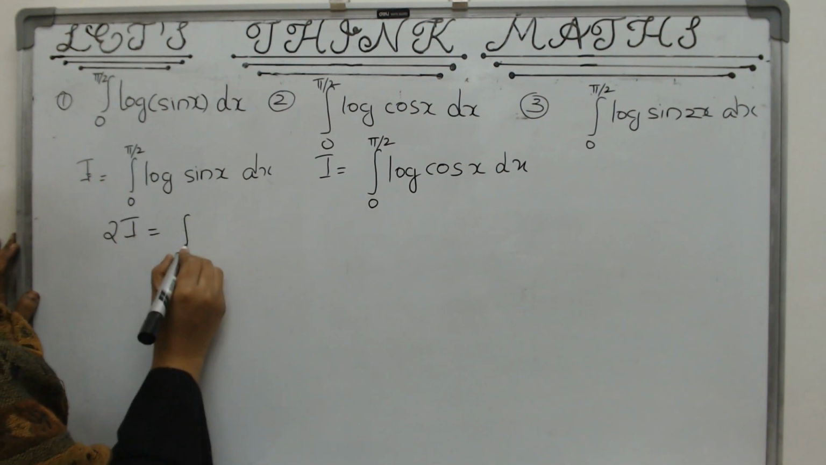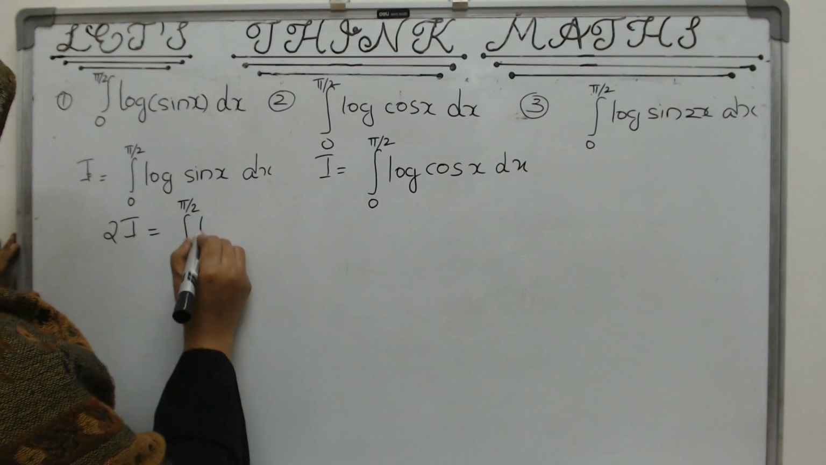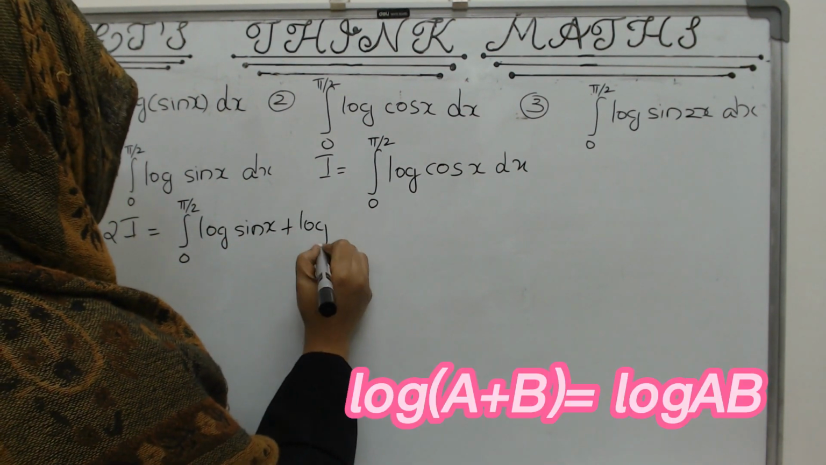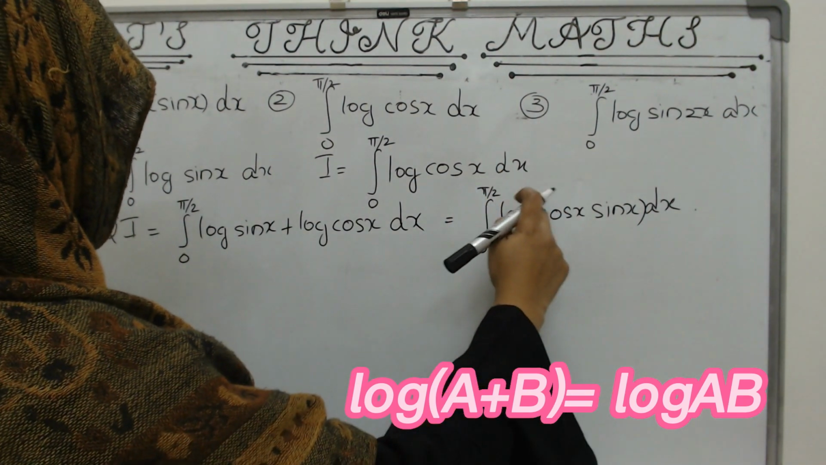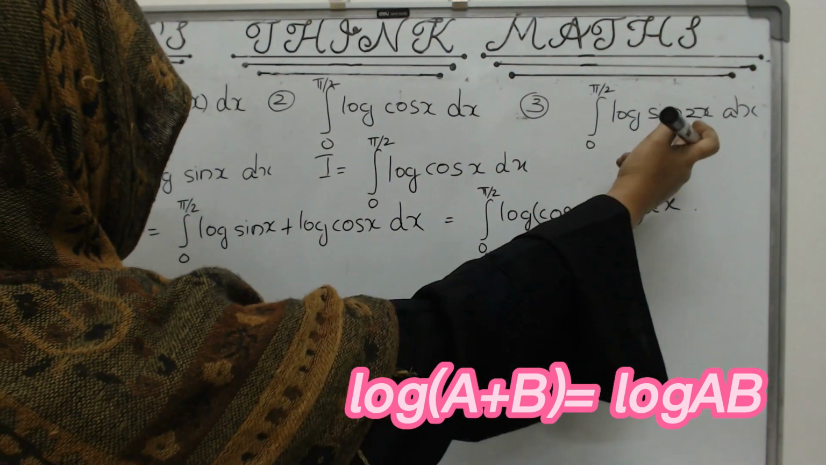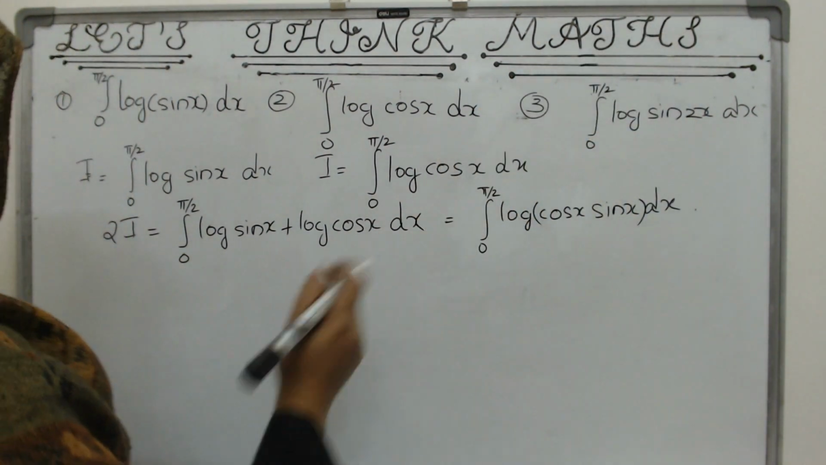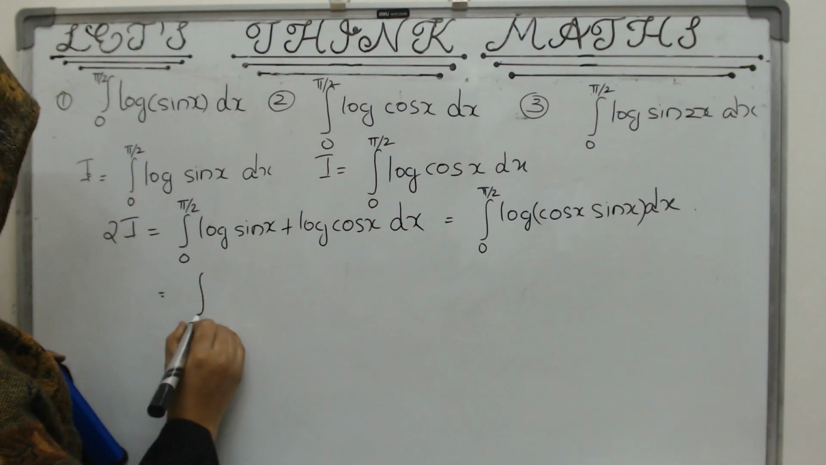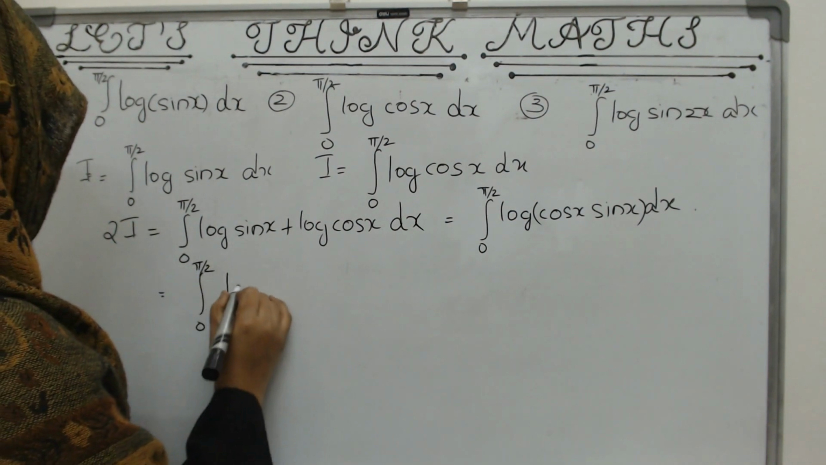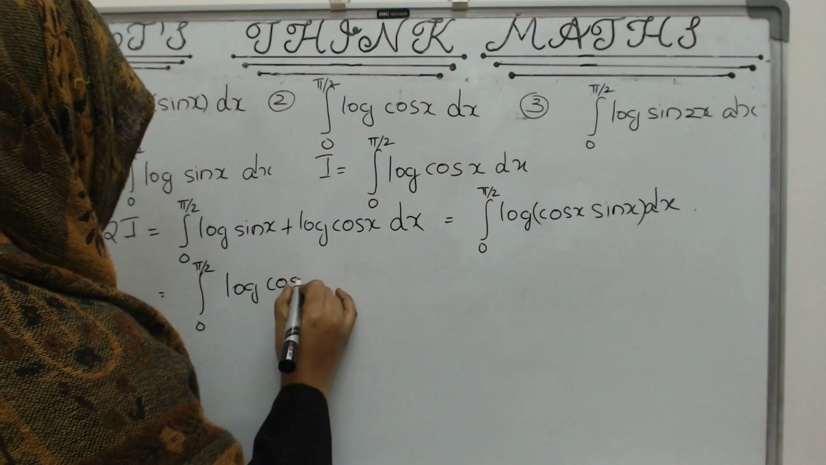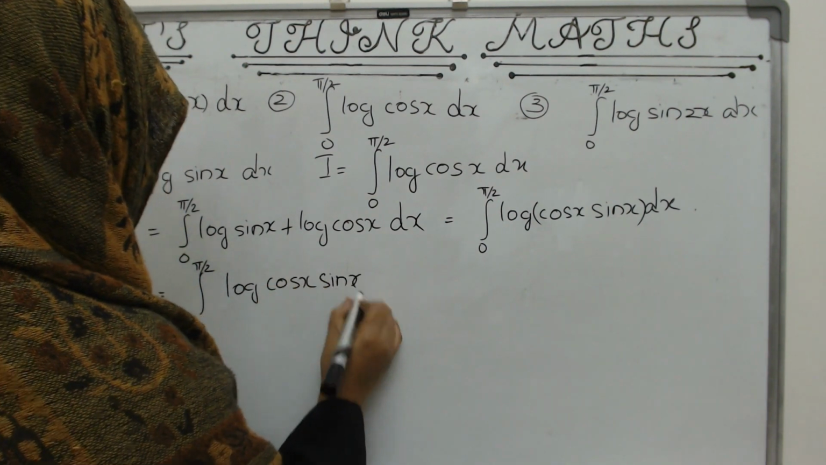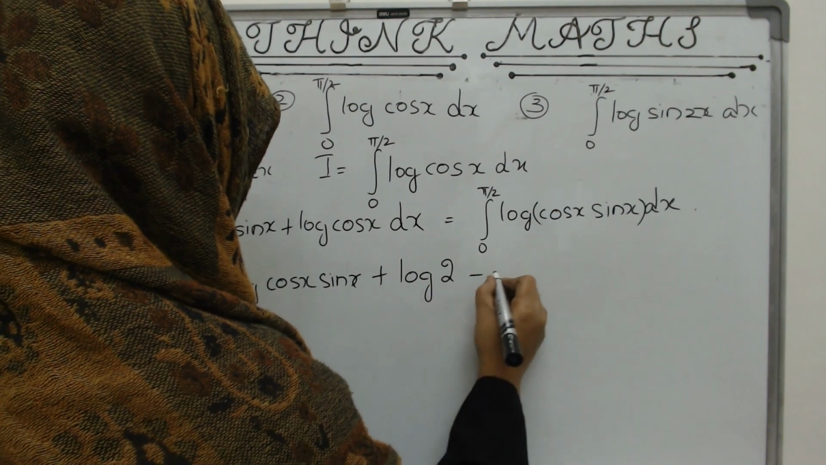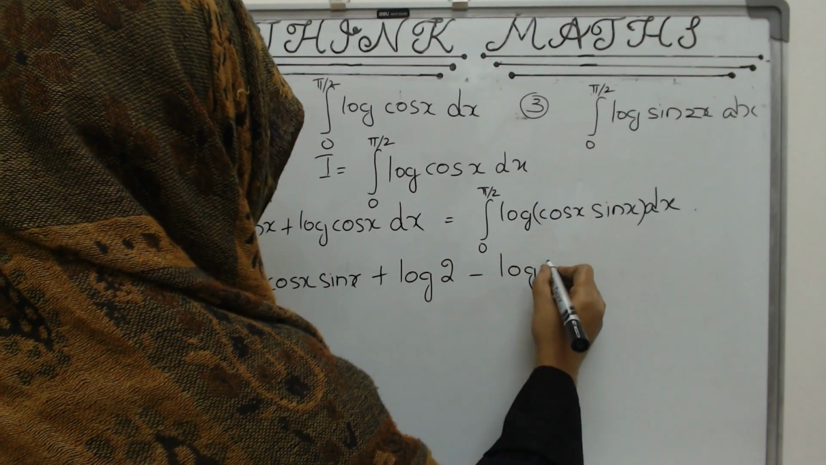So 2I is equal to what? Integral 0 to pi by 2 of log sin x plus log cos x. Now, what do you see here? If you just get a 2, you put a 2 here. See, that is your third question. So that is what we are going to do. You can't just put a 2 here, right? That is not possible, because it is inside the log. So you can't just add a 2 there. Then again, log a plus log b is equal to log a into b.